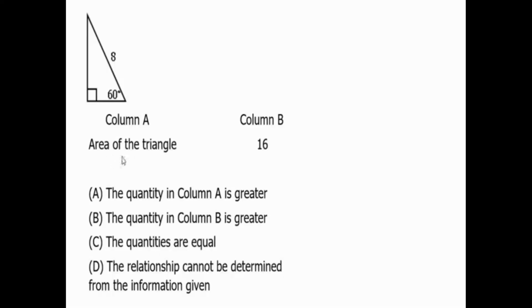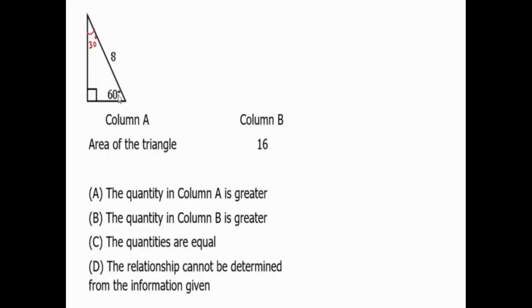In order to compare the area of the triangle with 16, we need to find out the area of the triangle. If we can't, we are going to say that the relationship cannot be determined from the information given. So let's see if we can find this area. This triangle is a right triangle, and one of the other two angles is 60 degrees. The angles in any triangle add up to 180 degrees, and that means that this angle out here is going to be 30 degrees. So this is a special type of right triangle called a 30, 60, 90 triangle.